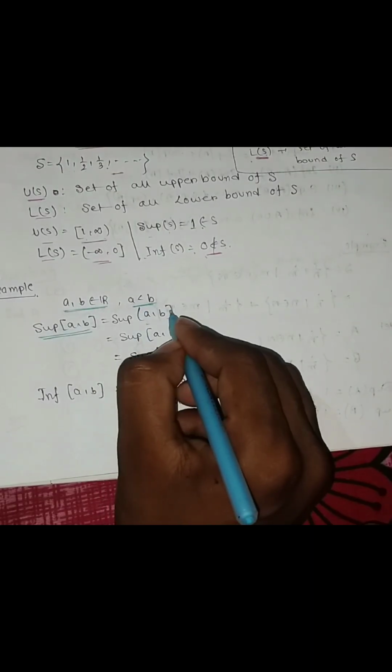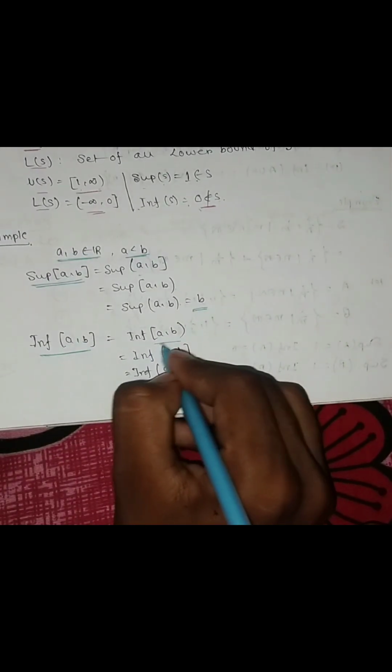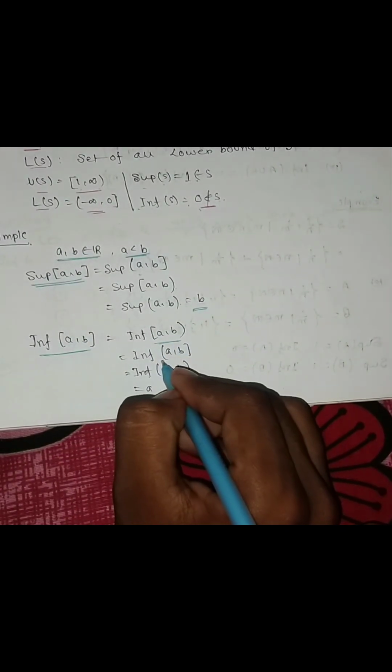Next, an example: A and B are subsets of R and A is less than B. Then the supremum of the interval AB, whether closed-open, or closed A open B, or open A open B, is equal to B, and the infimum of AB is equal to A, whether it is closed A open B, open A closed B, or open A open B.